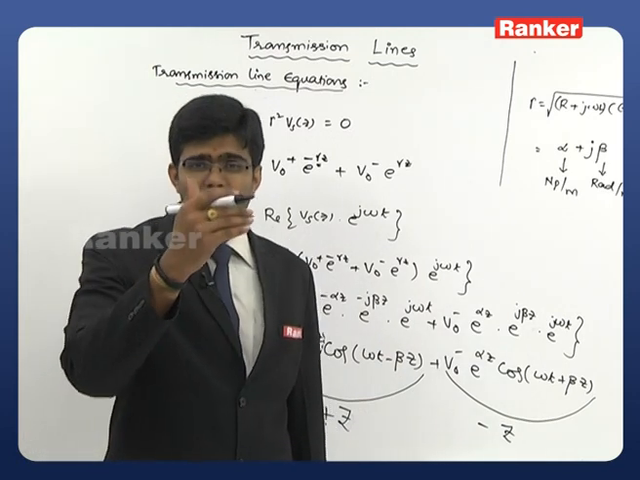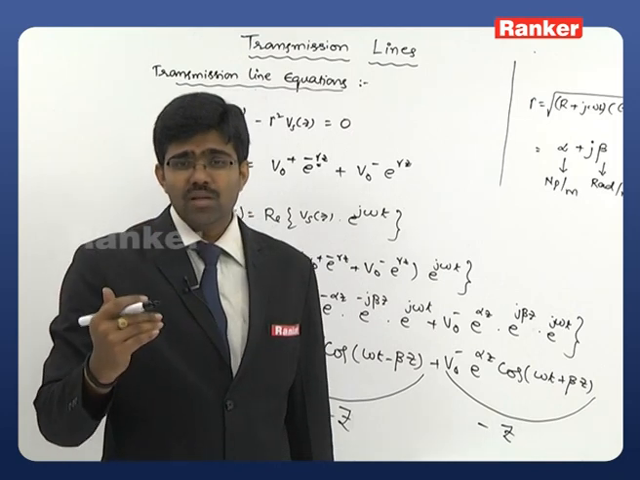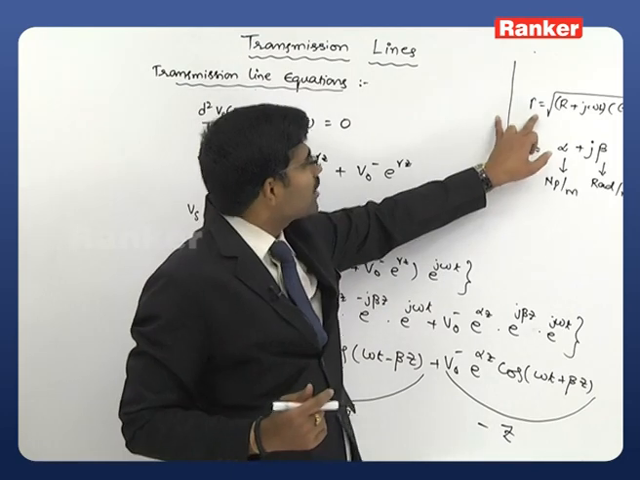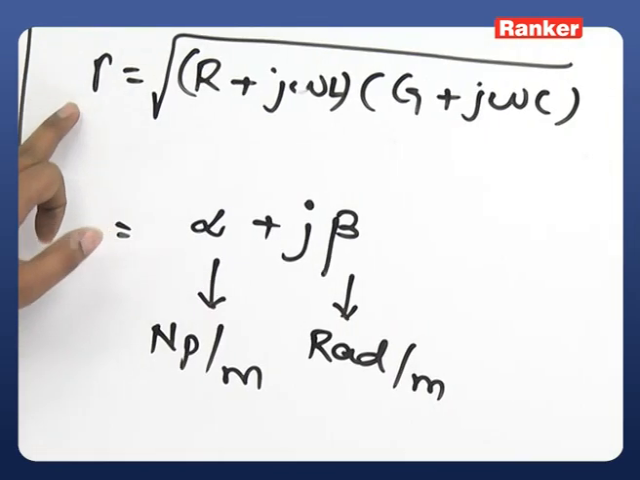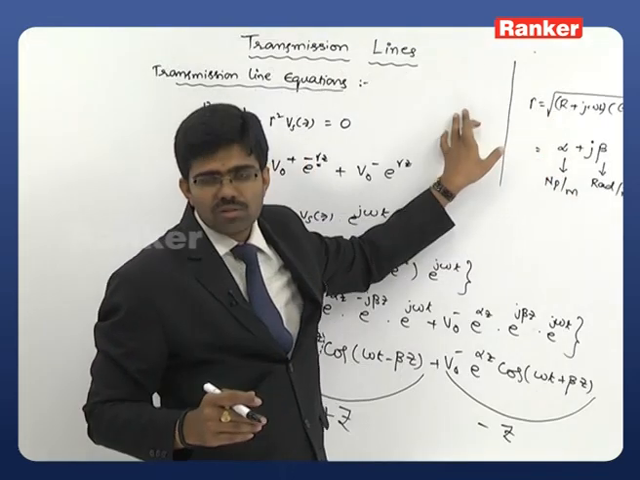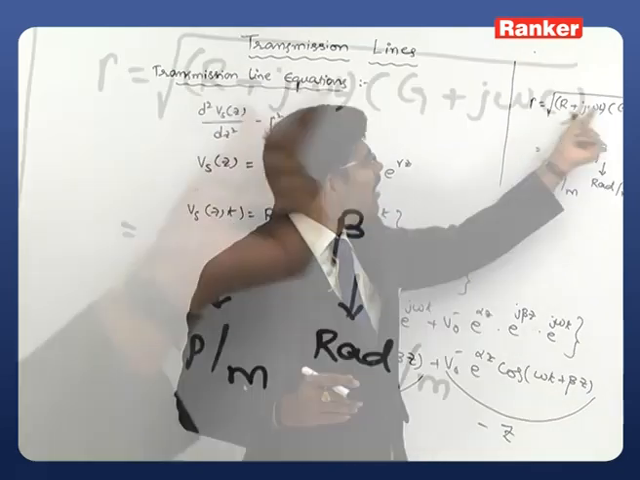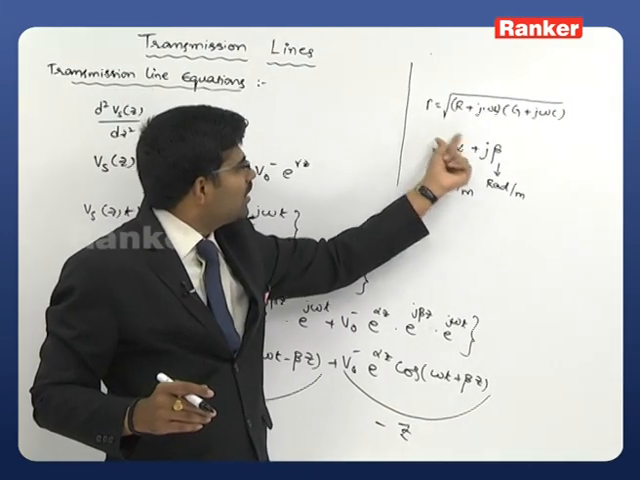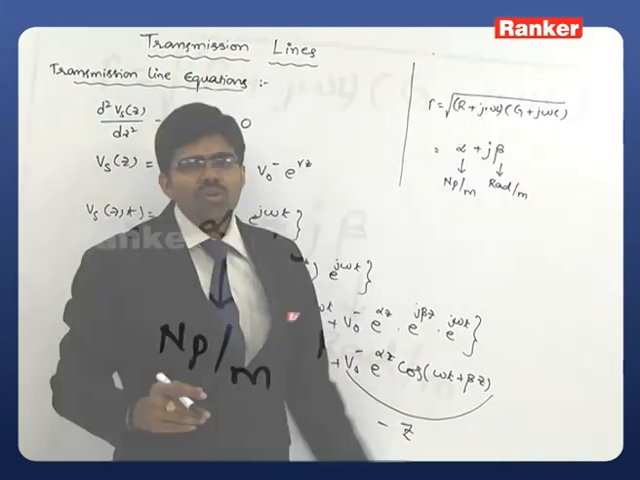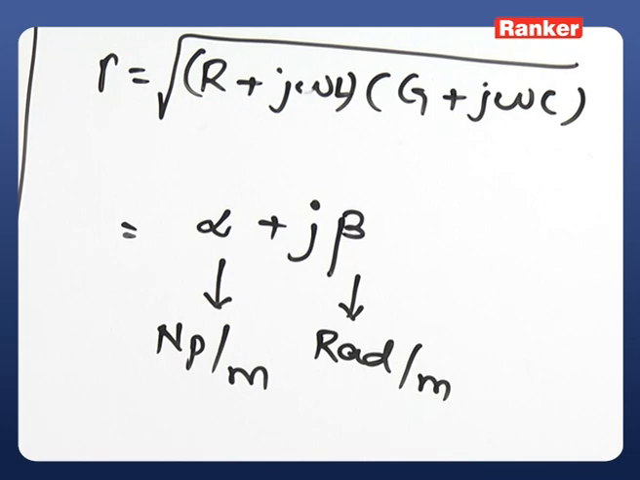While discussing all these things, we went through one parameter called gamma. This is our secondary constant, right. One of the secondary constants, gamma, was defined, and it was observed that if you have these R, L, G, C values and substitute here, obviously you will get the propagation constant, the attenuation constant, and the phase constant while solving the problem.